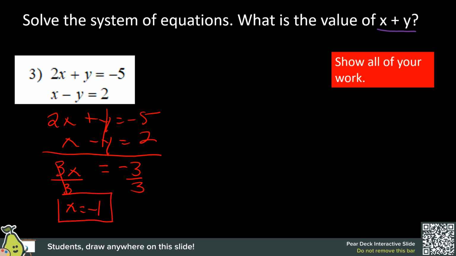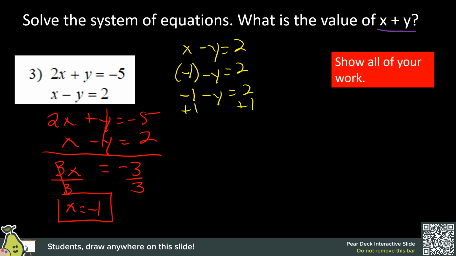We can take this and we'll substitute it into the second equation, that x minus y equals 2. So then we'll say negative 1 minus y equals 2. We'll add 1 to both sides. Negative y equals 3. So y equals negative 3.